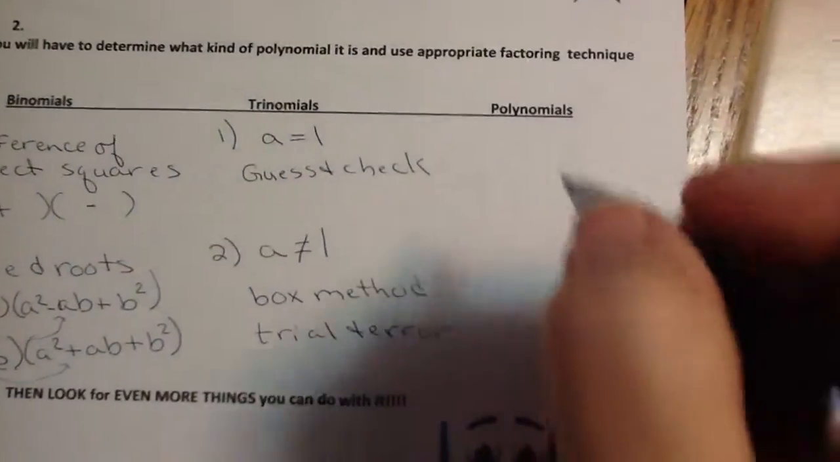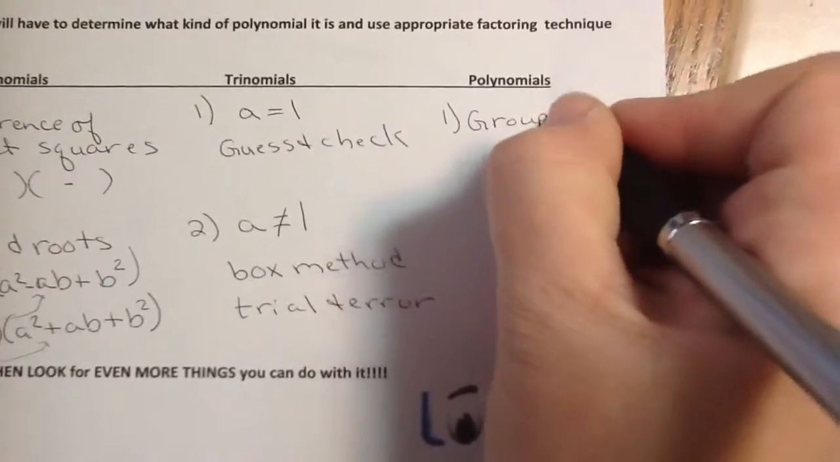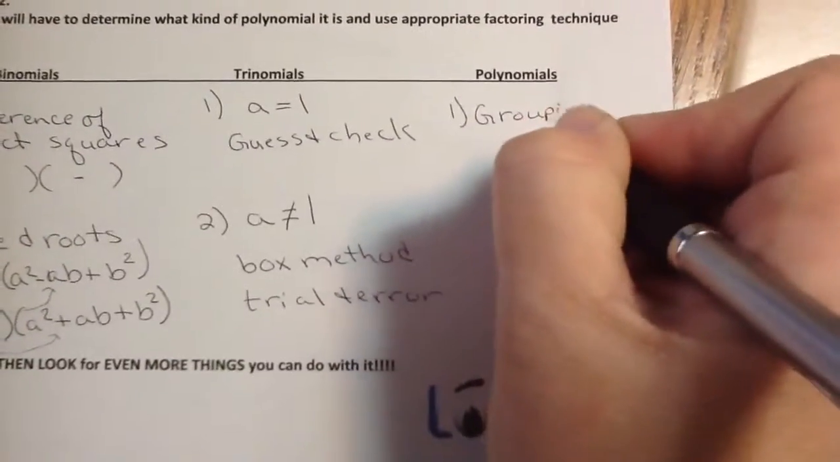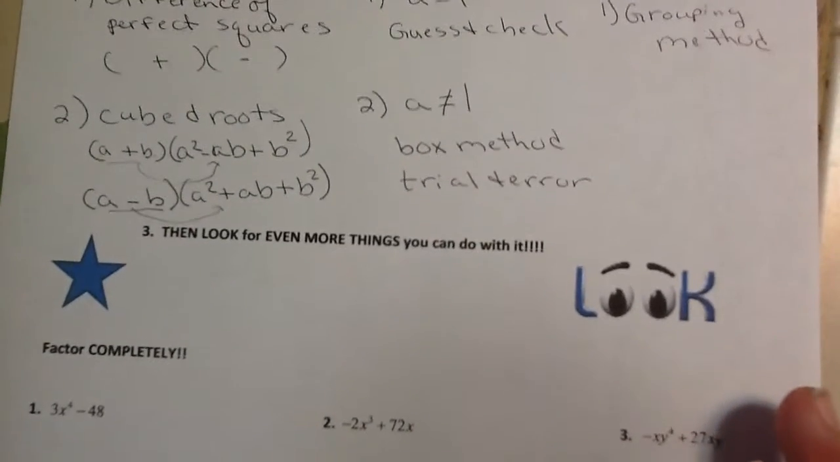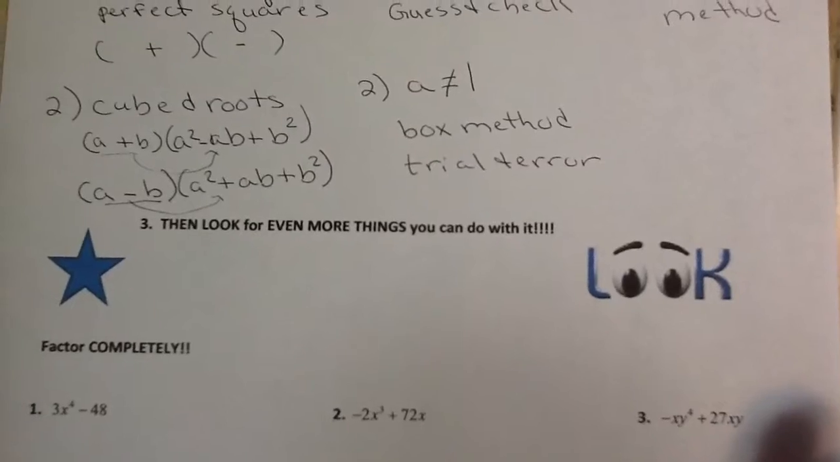Polynomials are probably the easiest. That is the grouping method. And step 3, then look for even more things you can do with it. And I'm going to show you that in just a second.